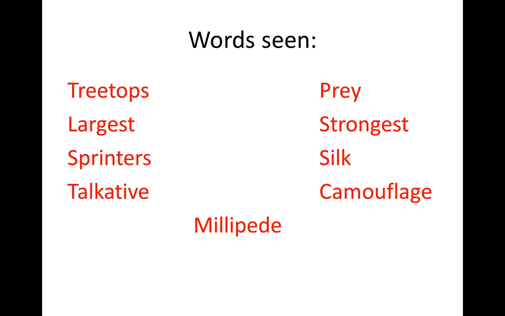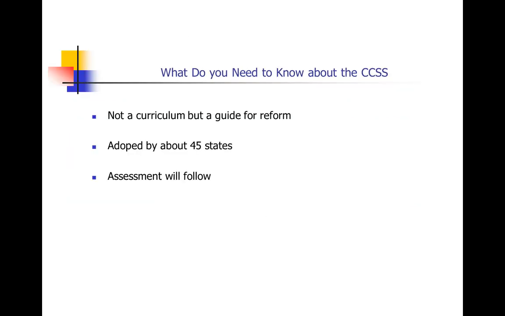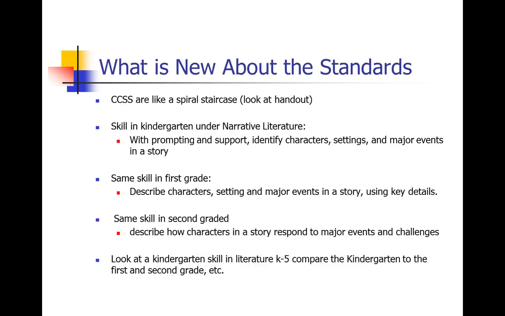And I used standards that are asking the children to think deeply and analytically, even though I'm using a very simple text. So what do we know about these standards? Well, they're not a curriculum, but they're a guide for reform. They've been adopted in about 45 states, and there will be assessment to follow, and I'm guessing those other states will join. So what do we know more about them? They're a spiral staircase. This is a feature I really like.